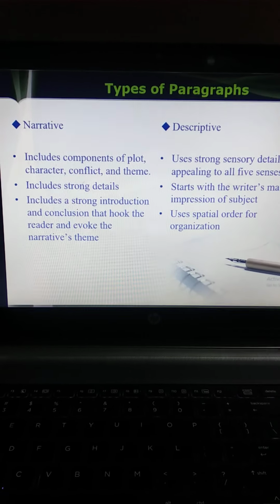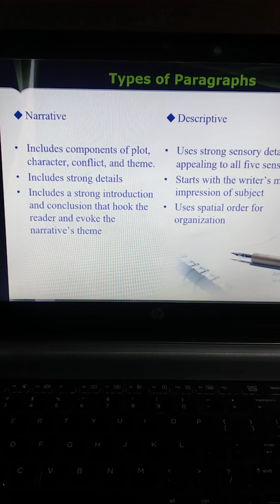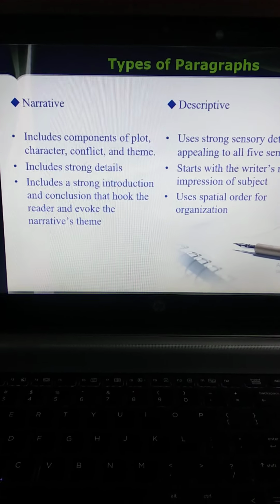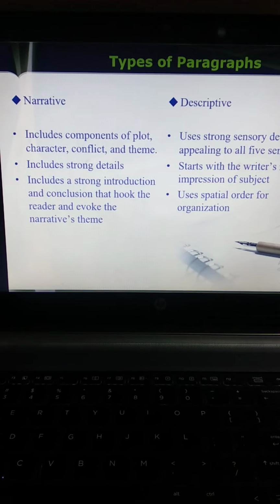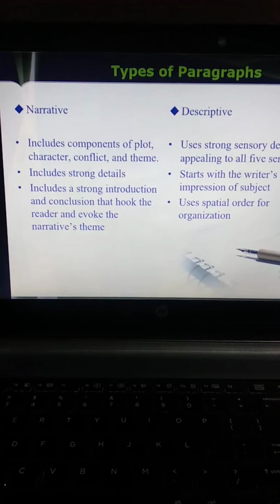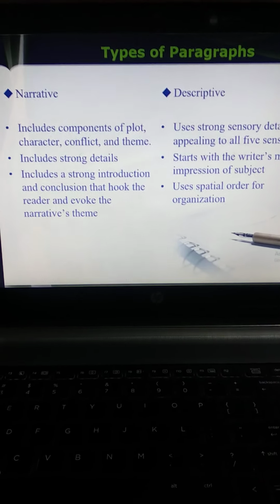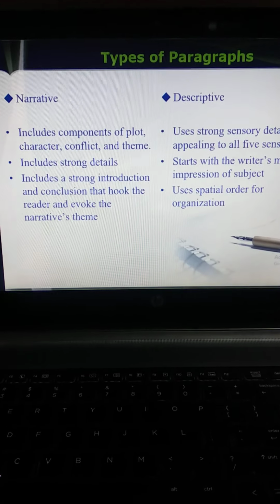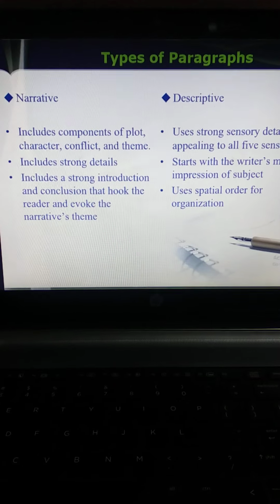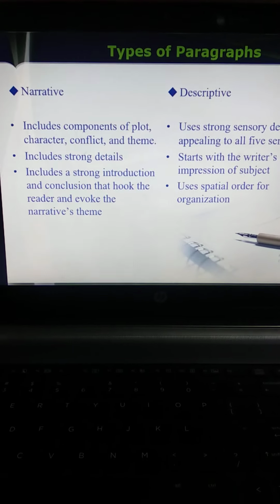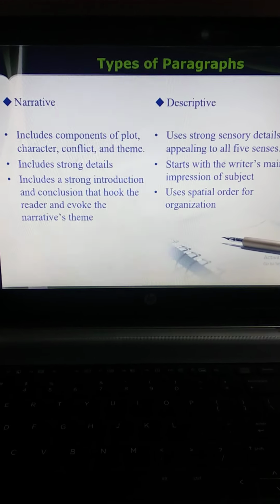The first one is the narrative paragraph. Narratives are the account of some happenings, like something has happened and we are narrating the story or we are narrating the event. So narrative type of paragraph includes components of plot of a story, characters, what were the things or characters that were involved in that, conflict, whether there was an issue, and theme, what was the overall theme of maybe an event, of maybe the story, etc.